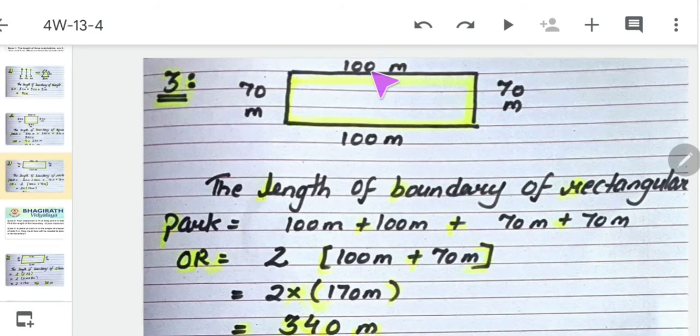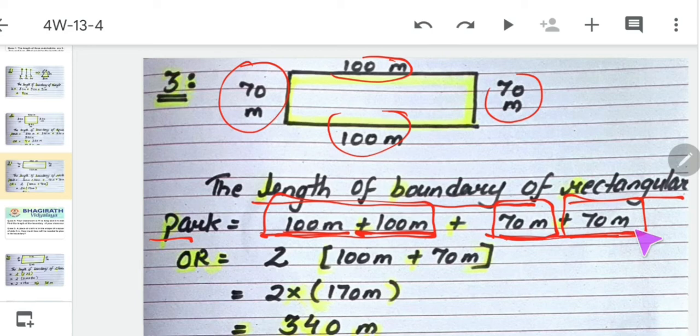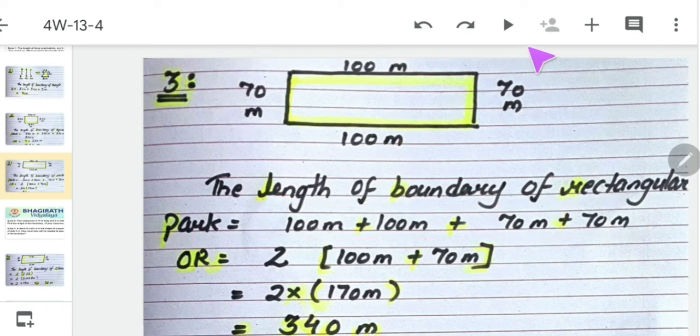So this is our rectangular park with 100 meter as its length and 70 meter as its width. Now first we have to find the length of the boundary of this rectangular park. So what we have to do, we have to add 100 meter with 100 meter, these two are length, and 70 meter with 70 meter, these two are width. Or what we can do, we have a formula to find the length of the boundary of a rectangular park, which is 2 into (length plus breadth), right? As we can see, we have to add the length twice.